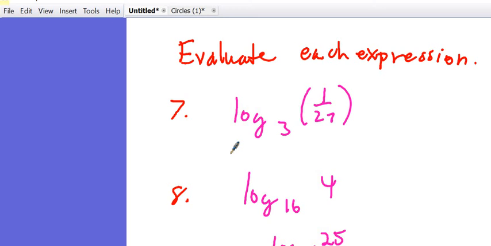So log base 3 of 1/27 is what? Okay. All right, log base 16 of 4. And then, remember, you're going to do 5. In your calculator, you're going to press the 5 button, and then the little exponent button. And then go to math and go down to log base. And then up here you'll have log base 5 of 25. And then what do you get?